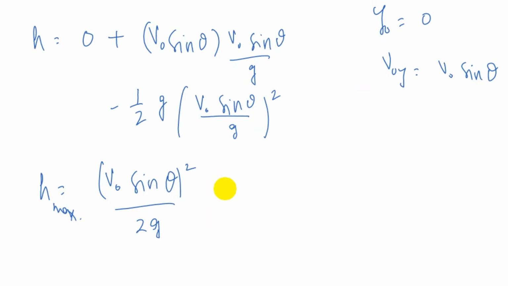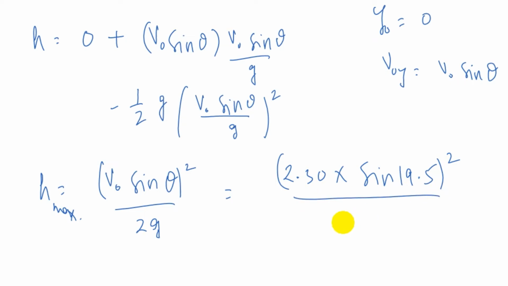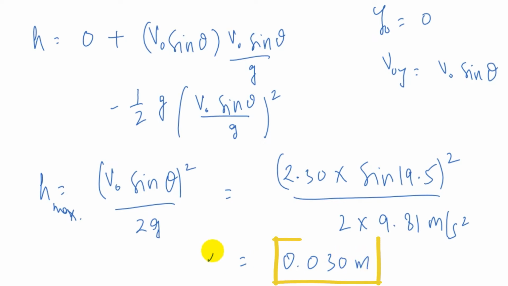So now we can put the values to find h. V0 we have 2.30, sine 19.5, and its whole square divided by 2 times 9.81 meter per second squared, and on further solving we'll get this height to be 0.030 meter. So this is the answer for the B part.